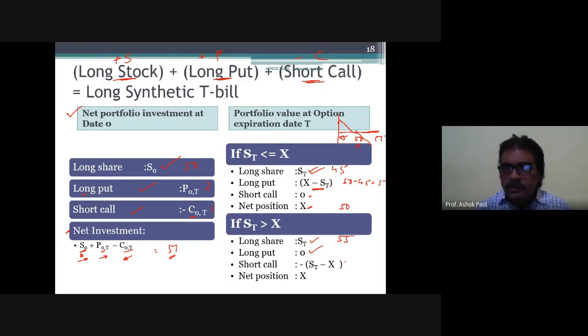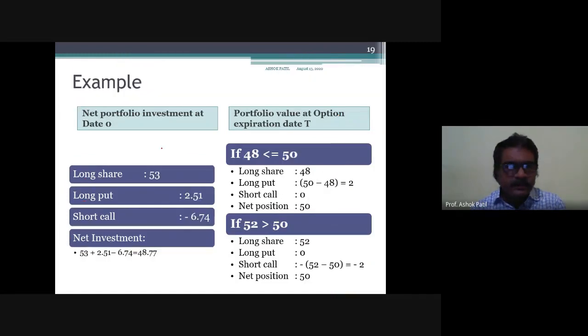And what happens to the short call? Short call is there, right? Short call, that is at 55. The other person who is long call will exercise, and therefore you have to pay 5 rupees to that person, 55 minus 5, and therefore it will be minus 5, and total position is 50. So you can see that, in fact, at maturity time T, whether ST is less than X or ST is greater than X, your total position is remaining constant. That is X.